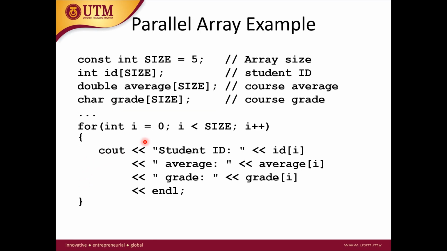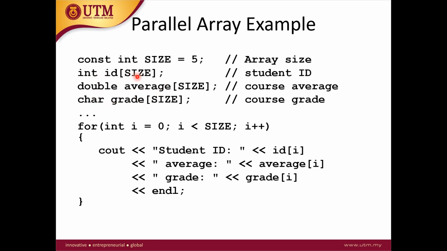Here is an example of parallel arrays. For example, we've got a size of 5, int id of 5, double average of 5, char grade of 5. So we may say this is the ID of the student, this one is the average mark of the student, and this one is going to be the grade, which is in character type.